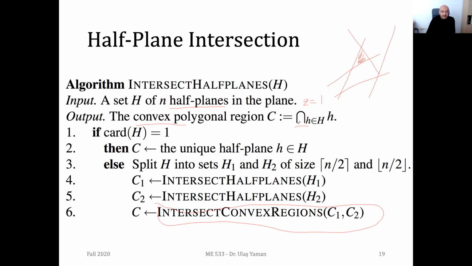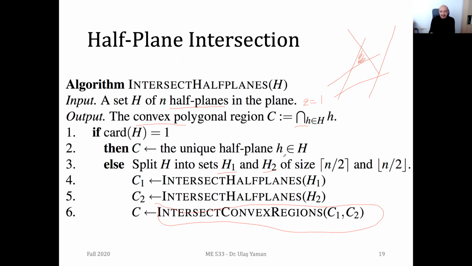So how do we start? We check if the cardinality of the given set is equal to 1. If it's equal to 1, then we don't need to do anything, since that means we have a single half plane, then the output will simply be equal to C. But if the set has more than one member, then we will be trying to divide this set of constraints into two groups. This time we will have H1 and H2.